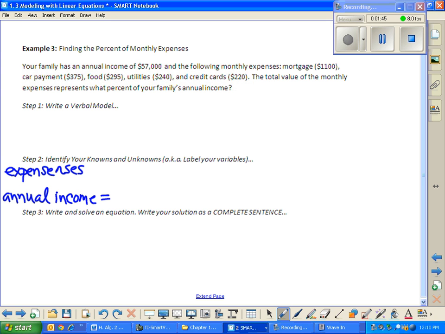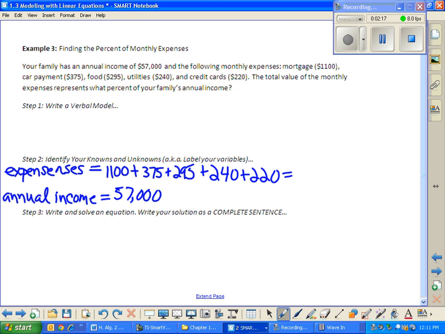The annual income is definitely something that we know. That's going to be $57,000 annually. The expenses, however, are grouped out per month. So we know that if we want to find the total monthly expenses, we could just add $1,100 to $375 to $295 to $240, and then let's not forget about our credit cards, $220. So the sum for our monthly expenses is $2,230.